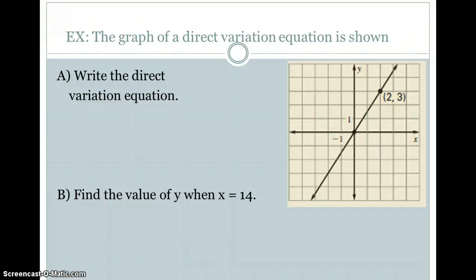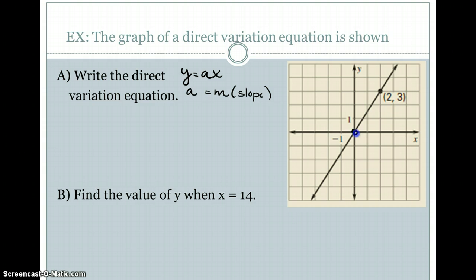They first tell you the graph of a direct variation equation is shown. We know this is true because it goes through the point (0, 0). Yes, it's direct variation. They would like me to write the equation of this line. So remember y equals ax. Well, I just need the slope then. So I need to know what the a is. And remember, it's rise over run, because a is the same as m, or slope.